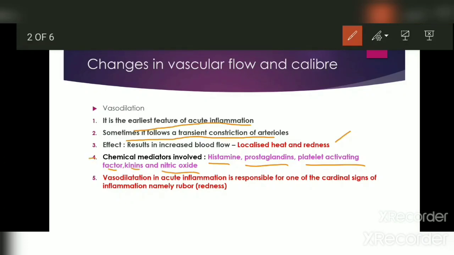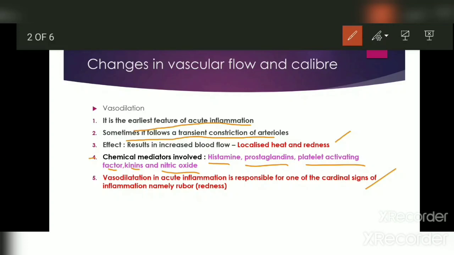So vasodilation in acute inflammation is responsible for one of the cardinal signs of inflammation which we discussed, and this is rubor, so redness. Why? Because vasodilation results in increased blood flow to the concerned area, which results in localized heat and redness.